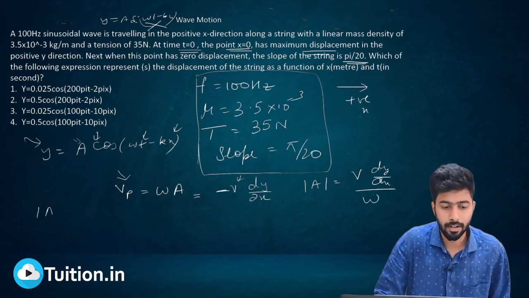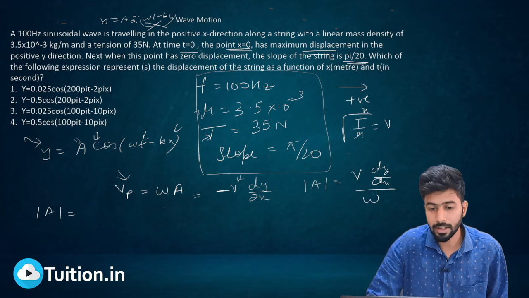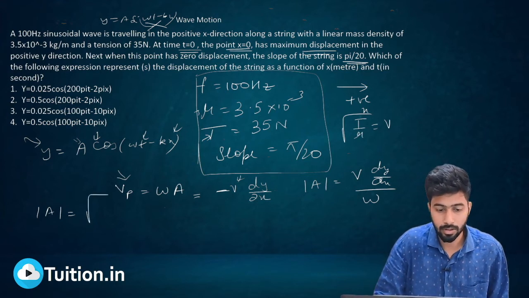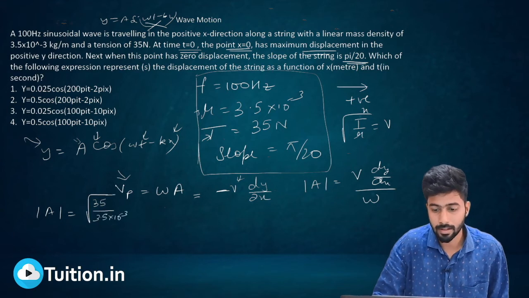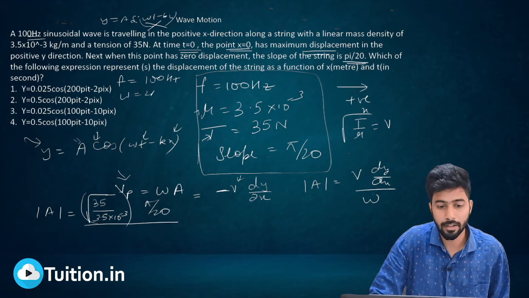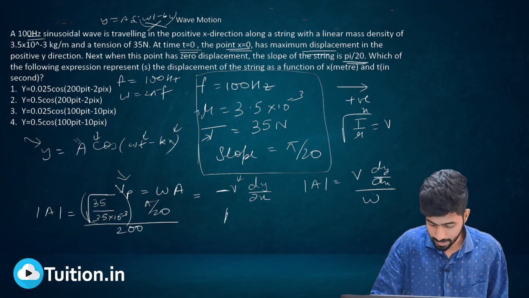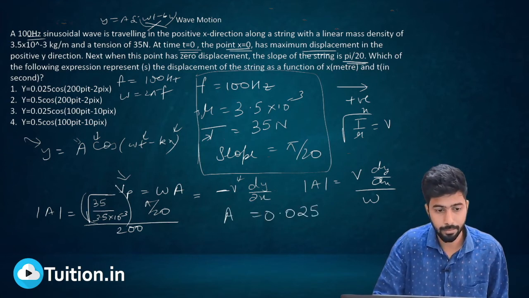So everything is there. I need the velocity. Velocity is nothing but root T by mu. So T is given, mu is given. So root T by mu is nothing but velocity. So this is root 35 divided by 3.5 into 10 power minus 3. Velocity into slope is given to you, pi by 20, divided by omega, which is also given because frequency is given. If f is 100 hertz, omega is 2 pi f, so it is nothing but 200 pi, right? So when you solve all of this, you'll get your amplitude to be 0.025 meter.